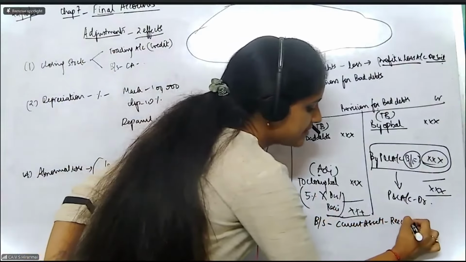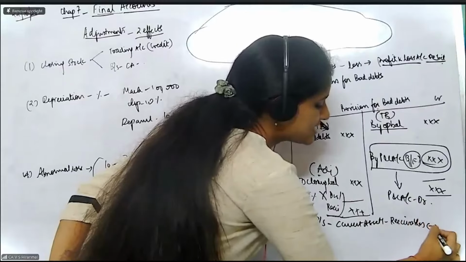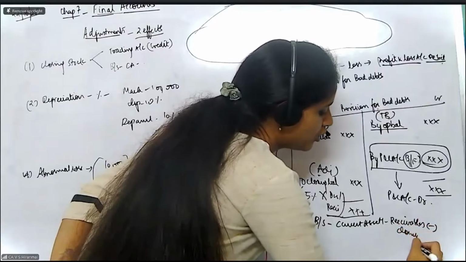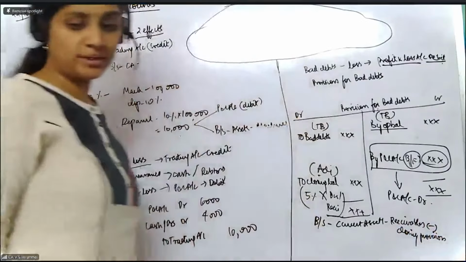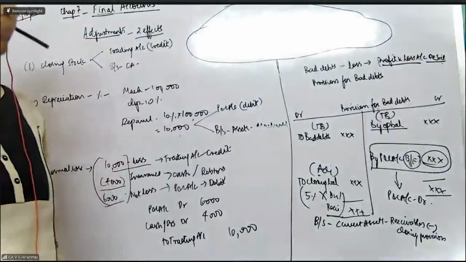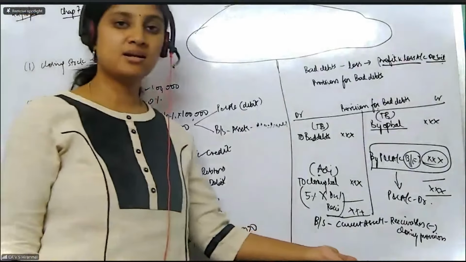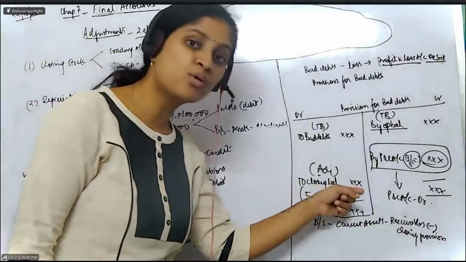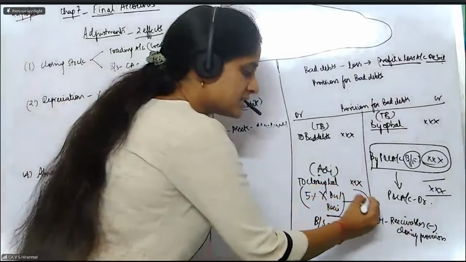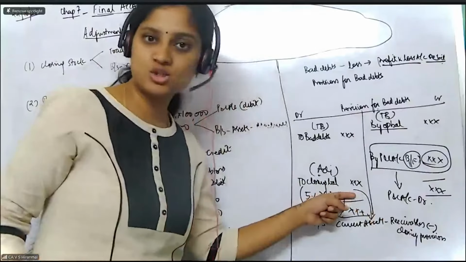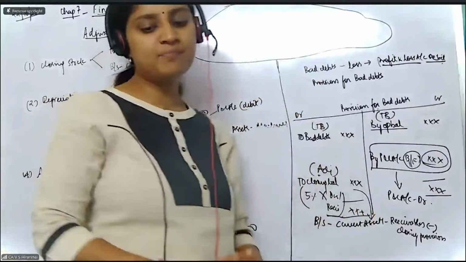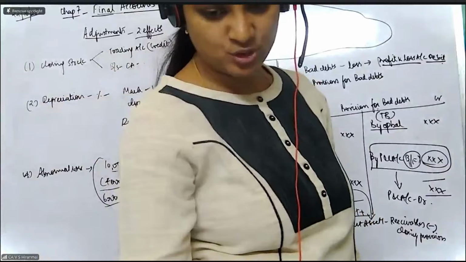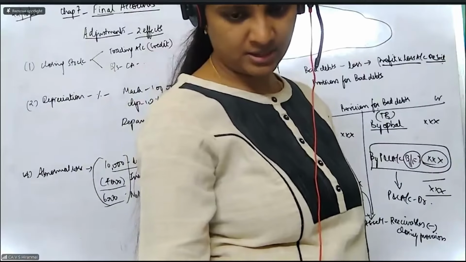Whatever are the receivables, you are going to subtract the closing provision. Very, very simple. Closing provision, this amount you should subtract. Whatever closing balance you have arrived at, you should take and subtract it from the receivables balance. I will now show you one particular question right now.